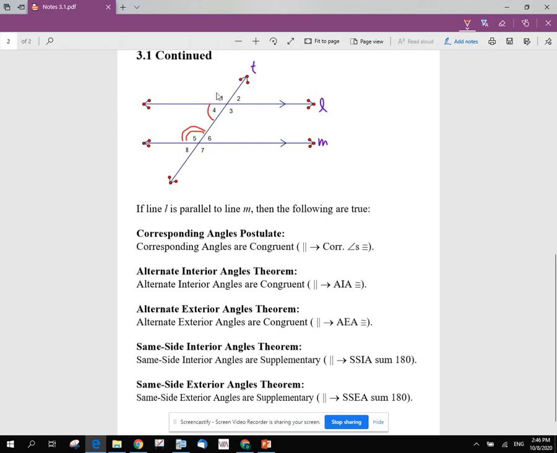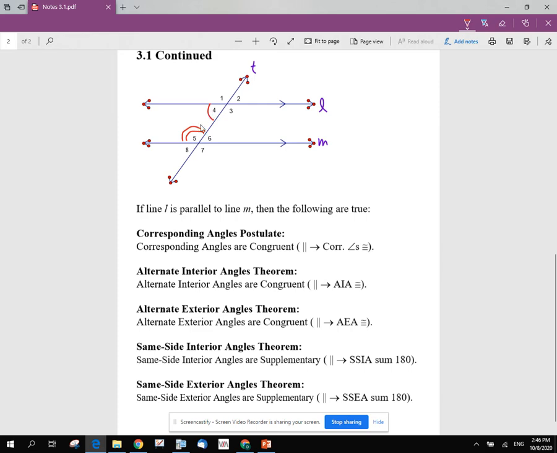Well, they're supplementary, and we could prove this, and maybe we will prove a couple of these in class, or maybe I'll make another video. We could prove this by showing that 1 and 4 are supplementary, 1 and 5 are congruent by corresponding angles, and then we could use substitution to substitute 5 in for 1 into the supplementary statement, and you would know that these are supplementary. This is how we would go about proving this. I may choose to do that with you in class.